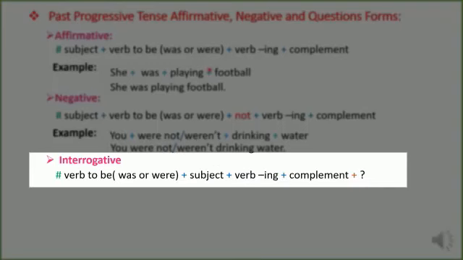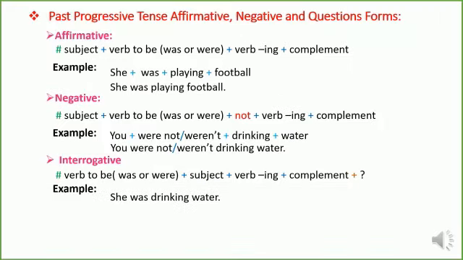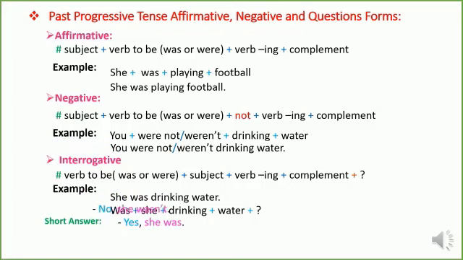Interrogative: verb to be, was or were. Here we have to start with the verb to be in order to make the question form, then subject, then verb plus ing. For example, look at this affirmative sentence: She was drinking water. Was she drinking water? So we started with the verb to be, was. Short answers: Yes, she was. No, she wasn't.